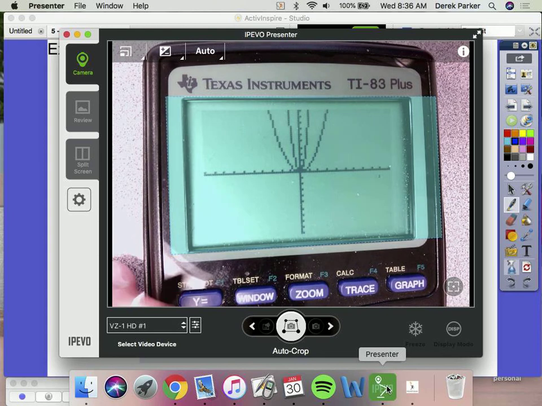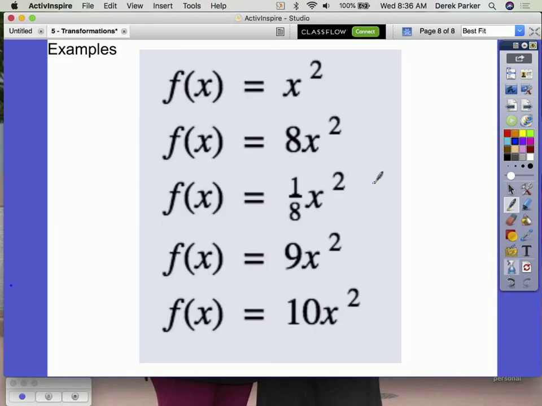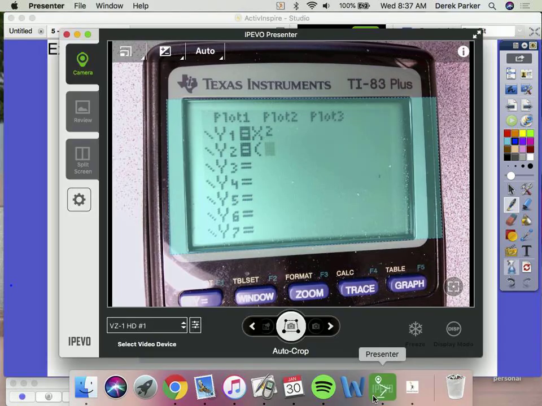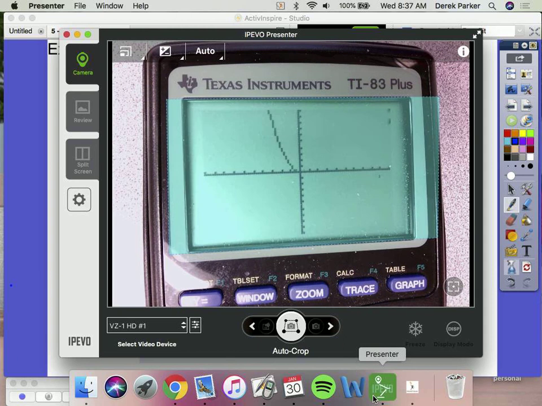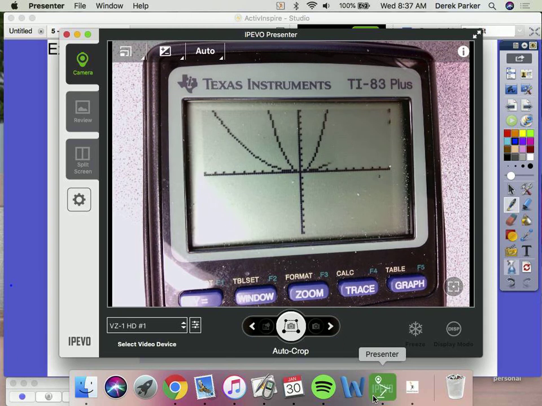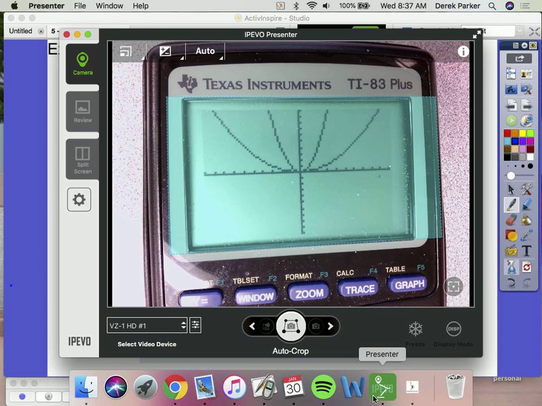Now let's go back. And I want you to put in 1/8. Erase y2. Put in parentheses 1/8, close parentheses, x squared. Okay, so I'm comparing 1/8 x squared to x squared. Hit graph. There's my parent function. Now look at that. You would think that's a stretch, but that's actually a shrink. A shrink is when it's less than 1 and it is being pulled towards the x-axis. It's being shrunk, per se, towards the x-axis. And this is called stretch or shrink transformation.